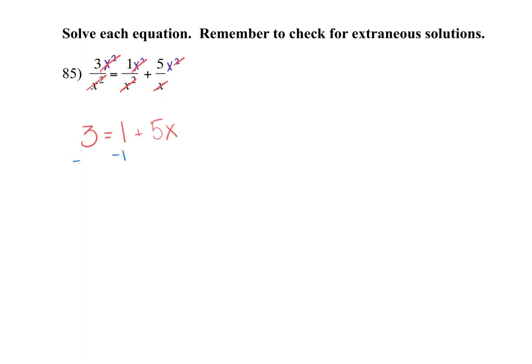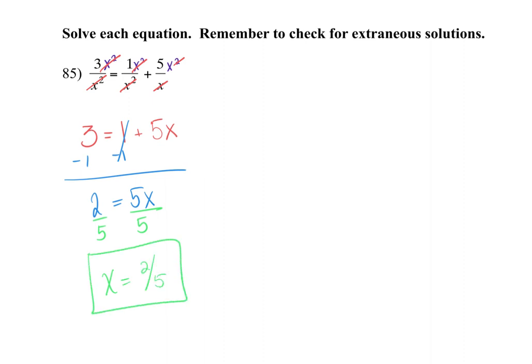So I'm going to subtract 1. This side I have a 2 and I have a 5x. Then I am going to divide by 5. X is going to equal 2/5. That is my answer. 2/5 doesn't cause any problems. I am done.